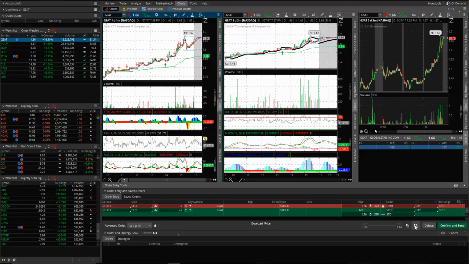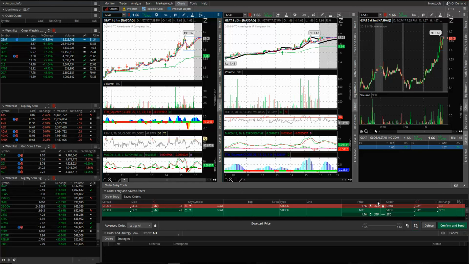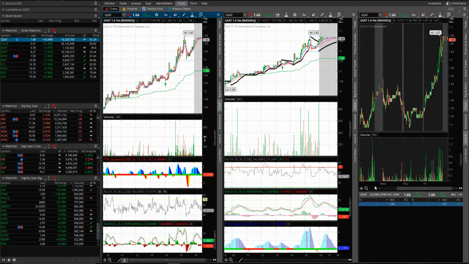And now I'm gonna click this button where it says Save Custom Order Template. And it's gonna say, first trigger, sell with a stop at 10 cents. And I'm gonna hit save. So I'm gonna hit delete because I don't actually want to place this order. So watch this, I'll just show you an example.